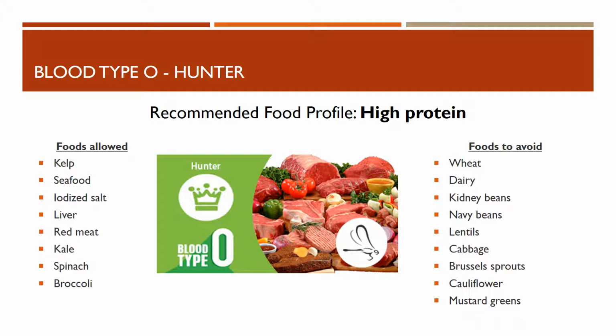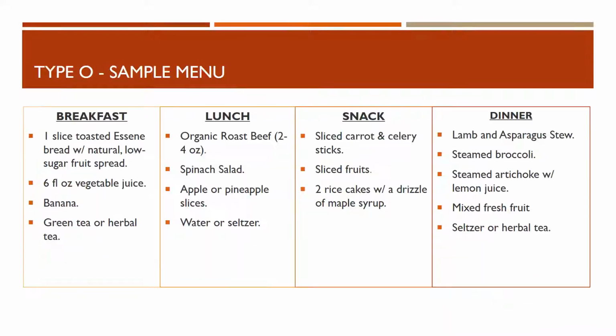Foods that are allowed include kelp, seafood, iodized salt, liver, red meat, kale, spinach, and broccoli. While the foods to avoid are wheat, dairy, kidney beans, navy beans, lentils, cabbage, Brussels sprouts, cauliflower, and mustard greens.